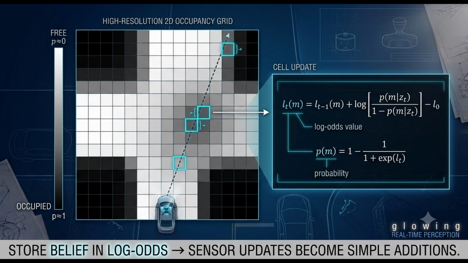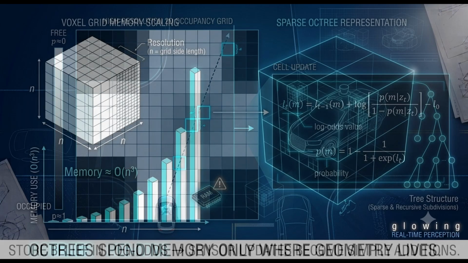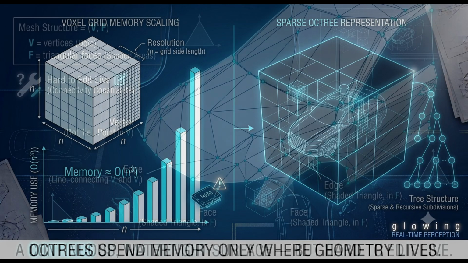The cost of voxels is memory, and it's brutal. Memory grows with the cube of resolution. Double the detail and you octuple the storage. Model a whole building at millimeter resolution as a dense grid, and you'll run out of RAM instantly. The fix everyone uses is a sparse tree, an octree, that only spends memory where there's actually surface, which is the idea behind systems like Octomap.